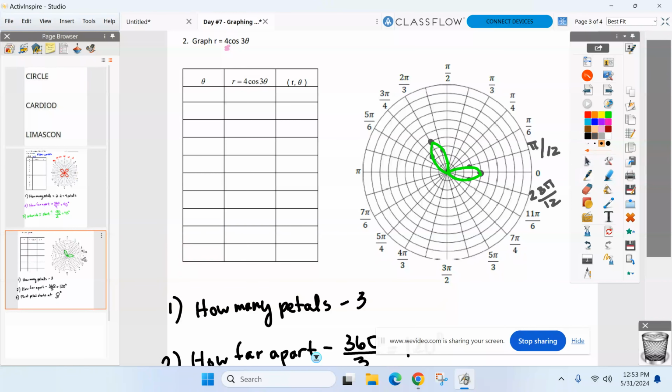And another 120. Four pi over 3. And sad as it makes me say, that's a wrap.